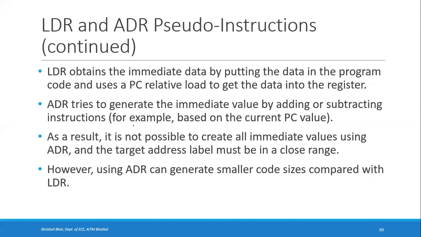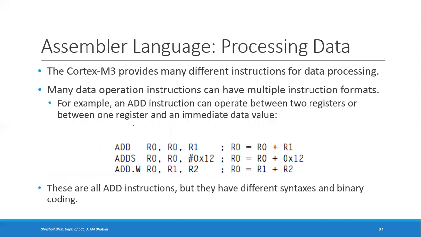Otherwise, it is not possible to get the exact address. But ADR can generate smaller code size compared to LDR. That's the advantage of ADR. So these are all the data transfer instructions, or data moving instructions, that we have seen.